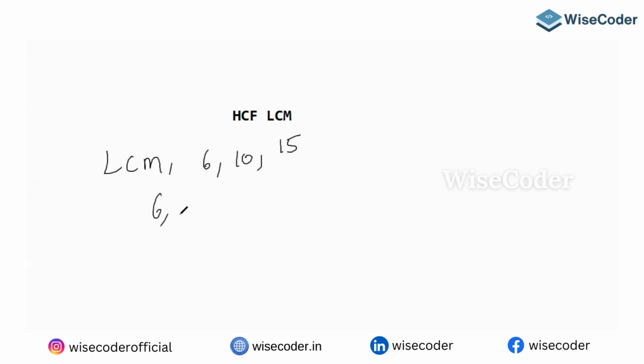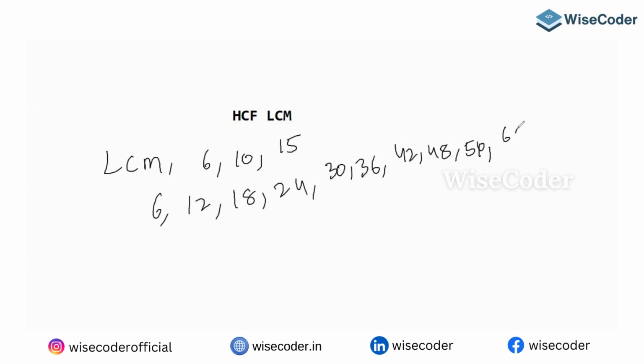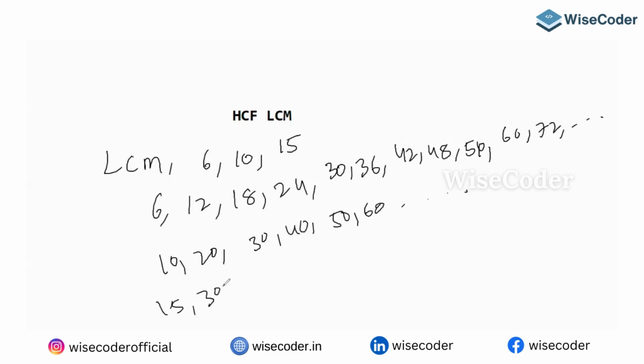So 6, what are the multiples? 6, 12, 18, 24, 30, 36, 42, 48, 54, 60, 72, and so on. You can write 10: 10, 20, 30, 40, 50, 60, and so on. 15: 15, 30, 45, 60, and so on.